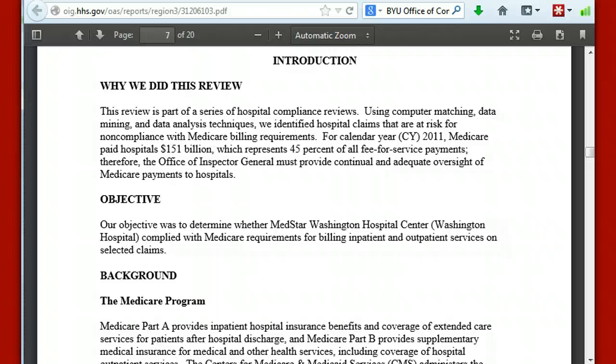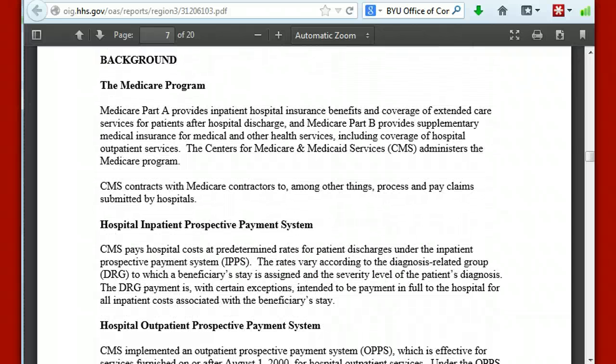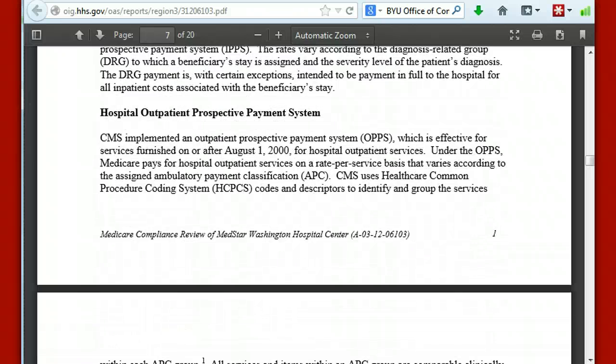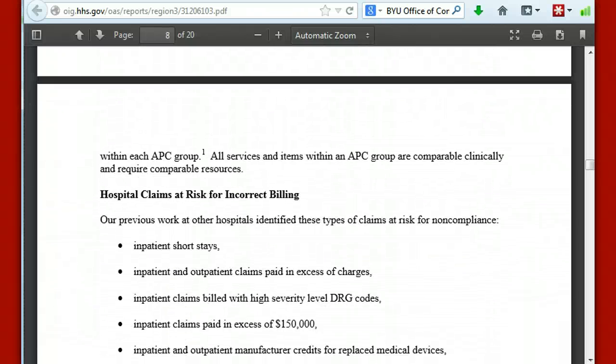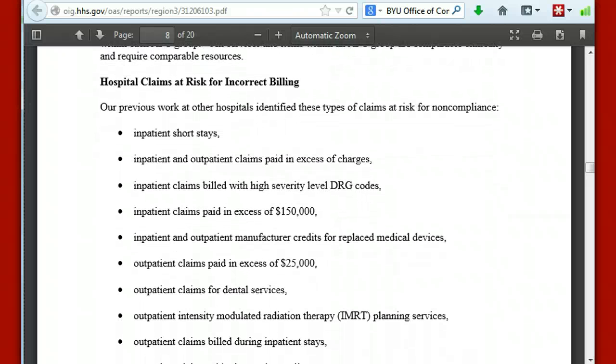Okay, let's continue on. So you can see, why did they do this? This was just really a data mining, data analysis that they did. Their objective was to make sure that Medicare was billed appropriately for inpatient and outpatient services that were selected for review. They give all the background of what the different systems are for billing. They have a very general list, from their previous work, of the things they've found that were wrong.